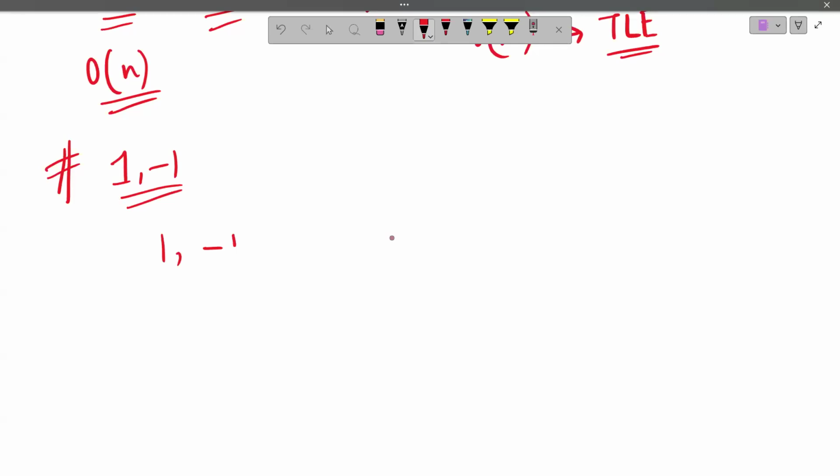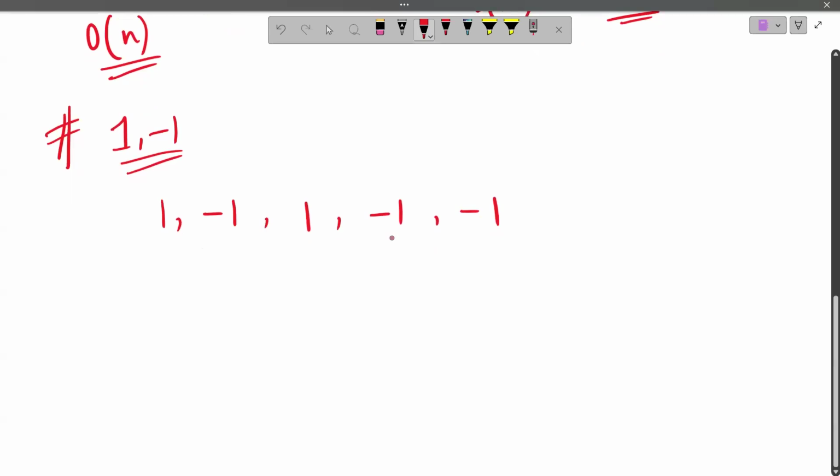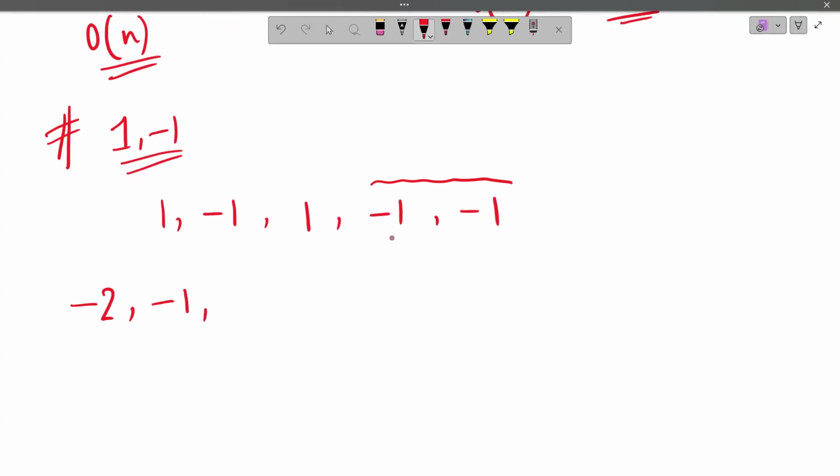Let me take an array for simplicity. Suppose I have minus 1, 1, minus 1, and minus 1. So let us compute what are the possible subarray sums here. Look at this, minus 2 is possible. Minus 1 is possible, you just take one element. 0 is possible, that's the empty array. 1 is possible, right? You just take a single element. Anything else is probably not possible here. So I realized that anything in the range minus 2 to 1 is possible.